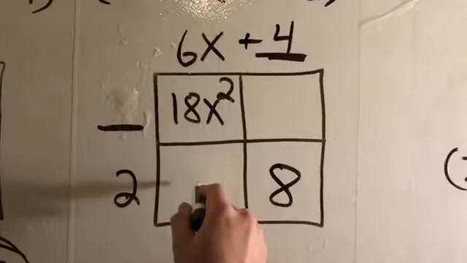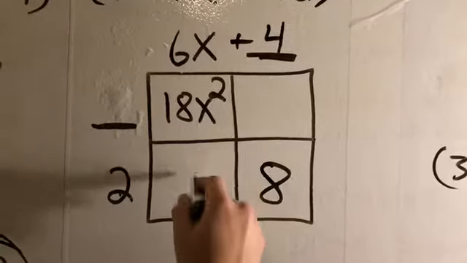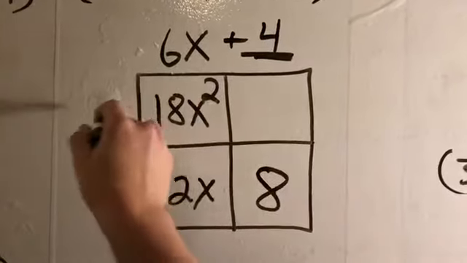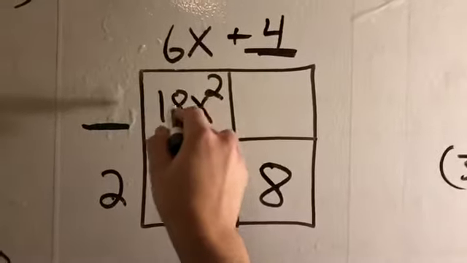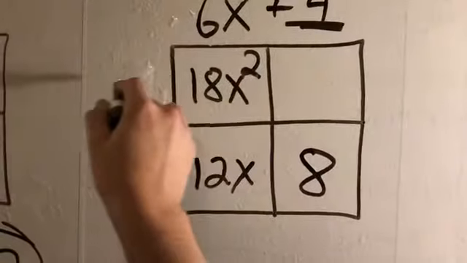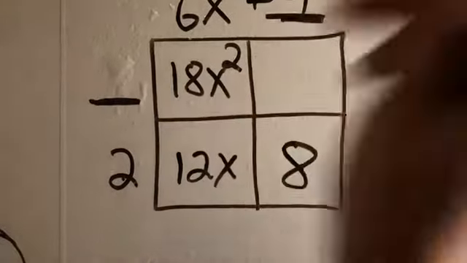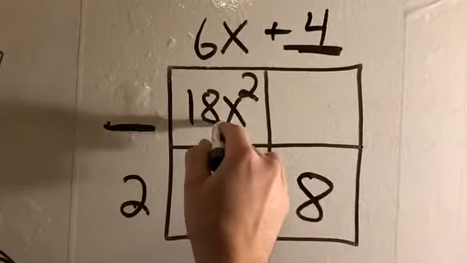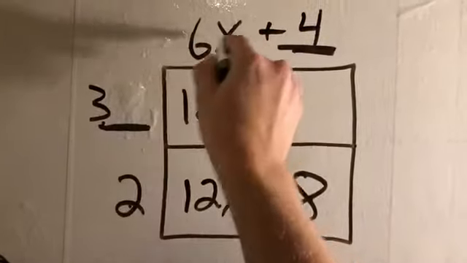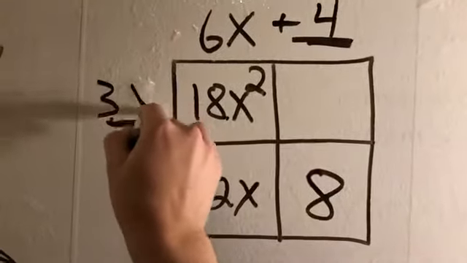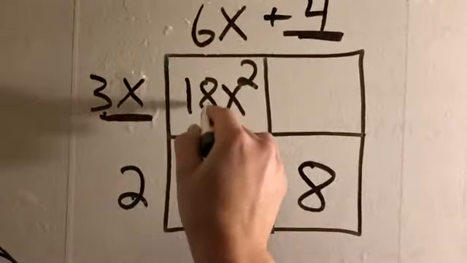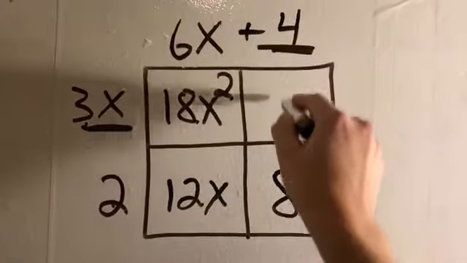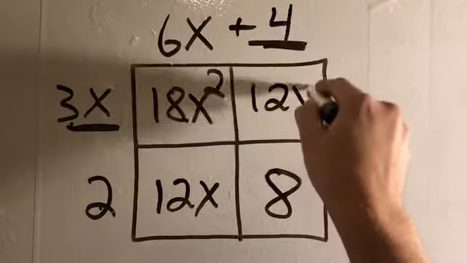Now over here, we already have enough information for this box. 6x times 2 is 12x. Now we're super close, but we don't quite have this over here. So we have to ask ourselves, 6x times what will give me 18x squared? Let's think about one part at a time. Let's think about the number. 6 times what will give me 18? 3. X times what will give me x squared? X. 6 times 3 is 18. X times x is x squared. So that checks out. Now here, 4 times 3x is going to be 12x.